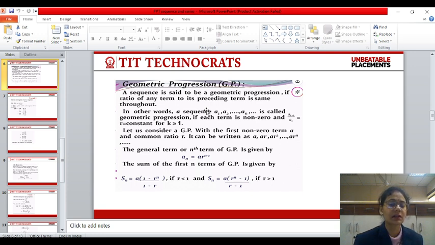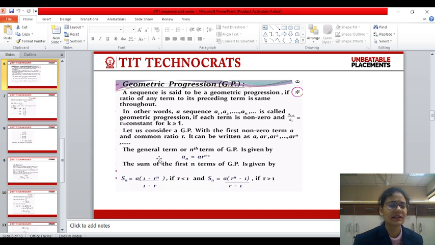We will take the ratio of the second term with respect to the first term and the third term with respect to the second term. So the ratio should be equal in the terms. That kind of series or sequence is known as a geometric progression. In other words, a sequence a1, a2, ..., an is called a geometric progression if each term is non-zero and a(k+1)/ak is constant.